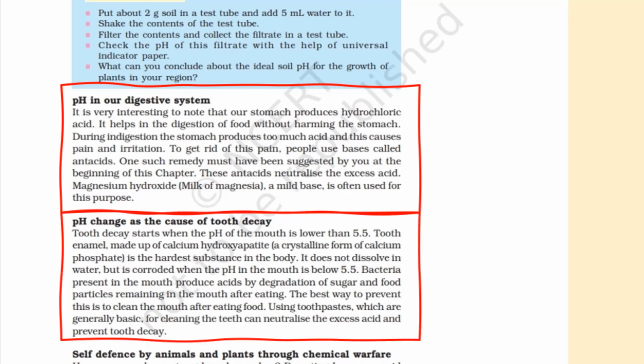Now, coming to tooth decay, this is definitely a cause of concern. Tooth decay starts when the pH of your mouth is lower than 5.5. And why does this happen? This happens because of the food particles that get stuck between our teeth; there is bacterial decomposition of the food, which leads to the formation of more and more acid. So it's always advisable to brush your teeth before you sleep.